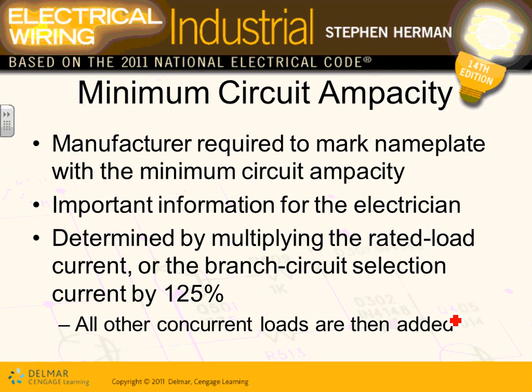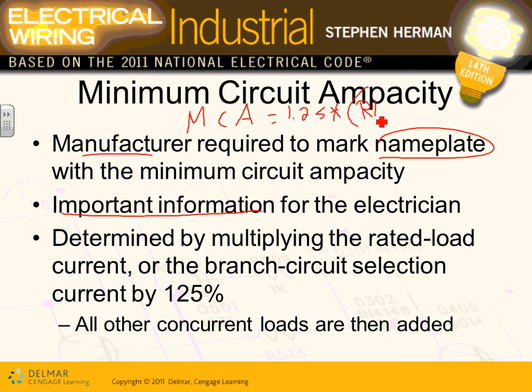Okay. There's something called maximum continuous ampacity. Maximum continuous ampacity, MCA. This is on the nameplate. The minimum ampacity of the conductor information is very important for us, very important for designers. This is how they come up with this value, guys: 1.25 times rated load current or branch circuit selection current, whichever is larger. This is what minimum circuit ampacity is.